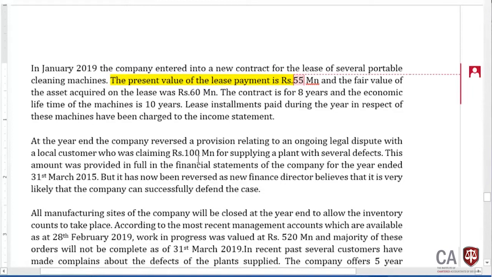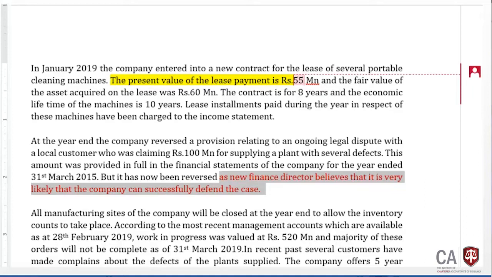So, this may be material. The provision was reversed; the amount was provided in full in the financial year ended 2015, but it was reversed as a new director believes that it is very likely that the company can defend the case. Now, here as an auditor, what is your question? You can still write this as a risk. The basis for reversal of the provision needs to be identified, because a director cannot just decide that.